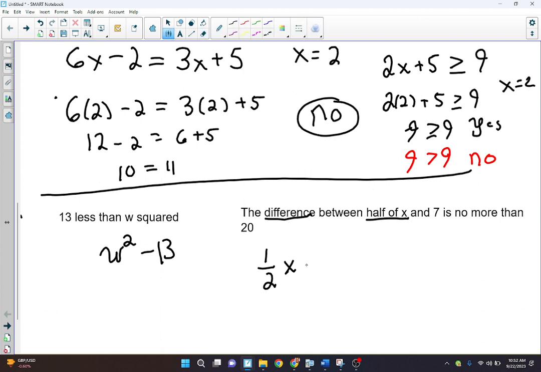So the difference between half of x and 7 is no more than 20. It cannot be bigger than 20, so it must be less than or equal to 20. When again, it's no more than 20, so if it can't be more than 20, it must be less than or equal to 20.